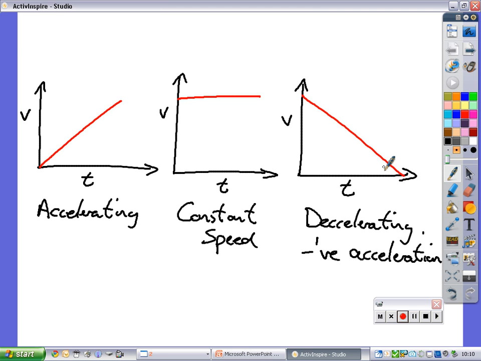Okay? We can also get distance from these graphs, right? If I want to know the distance travelled by an object, let's say the middle graph here.